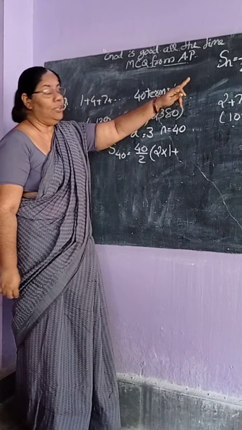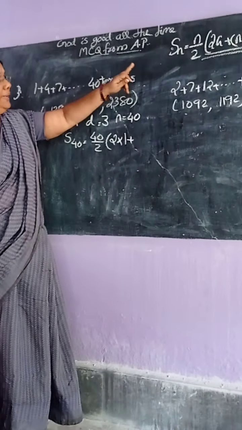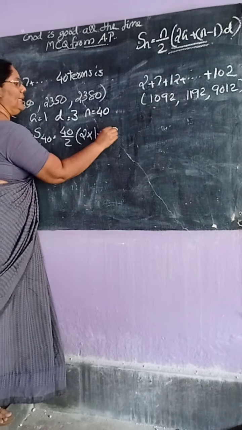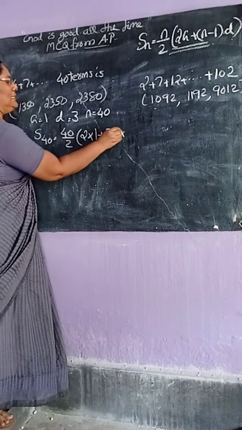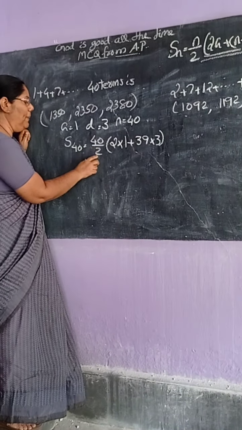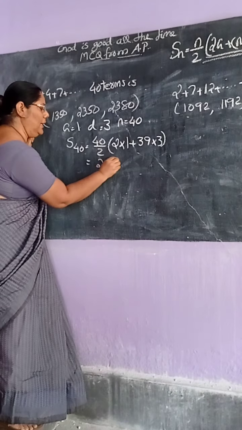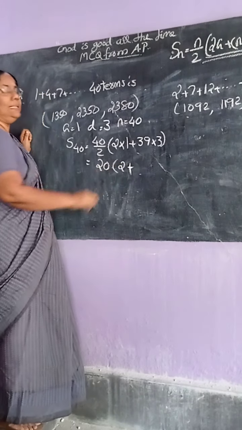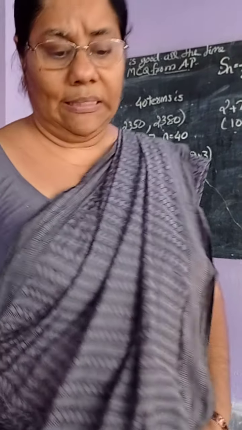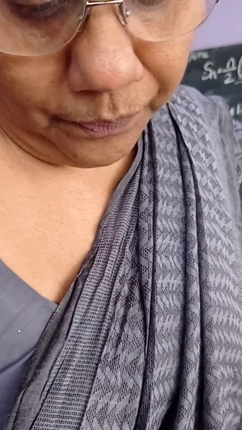All of you look at the board. What is that formula? N minus 1 into D. That means 40 minus 1, 39 into D. What is D? That is equal to 3. Can you say what is 40 by 2? Yes, 20 into 2 plus what is 39 into 3? So the answer, 39 into 3.